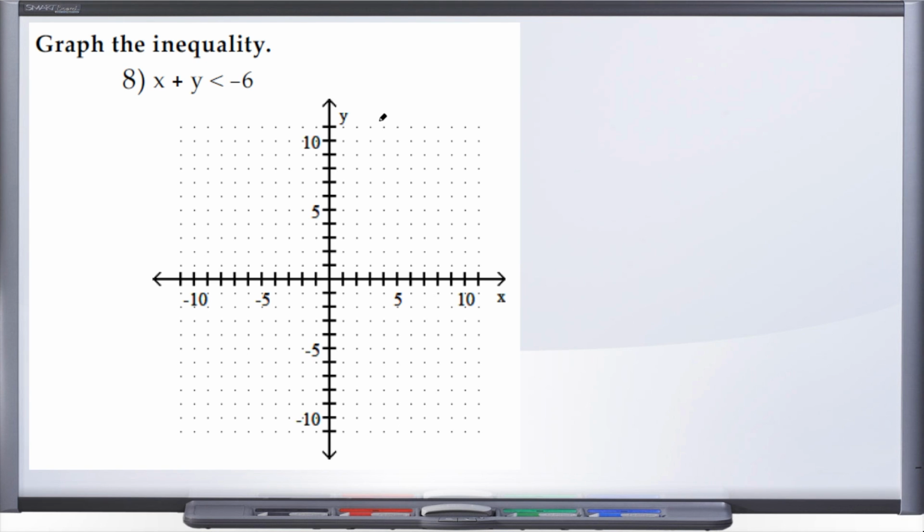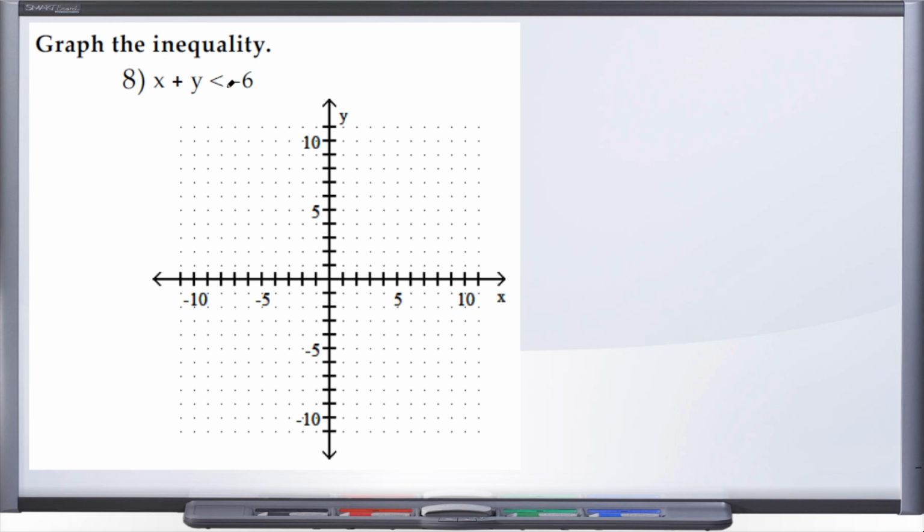All right, so here we are at number 8, and the directions are to graph the inequality. The inequality they've given us is x plus y is less than negative 6. And you'll recall that when we're graphing inequalities, we're going to be shading on one side of the line or the other based upon a test point that we're going to choose towards the end.